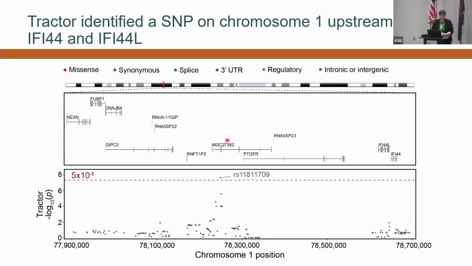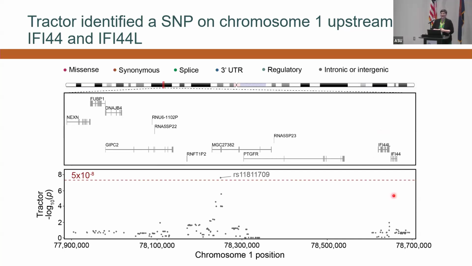You can see it falls within this non-coding RNA, but importantly, it's upstream of these 2 immune genes. So this is interferon alpha inducible 44 and 44L. They are paralogs of each other, and they have both been associated with risk for infectious disease, including COVID-19, Staphylococcus aureus, hepatitis C, a bunch of other things.